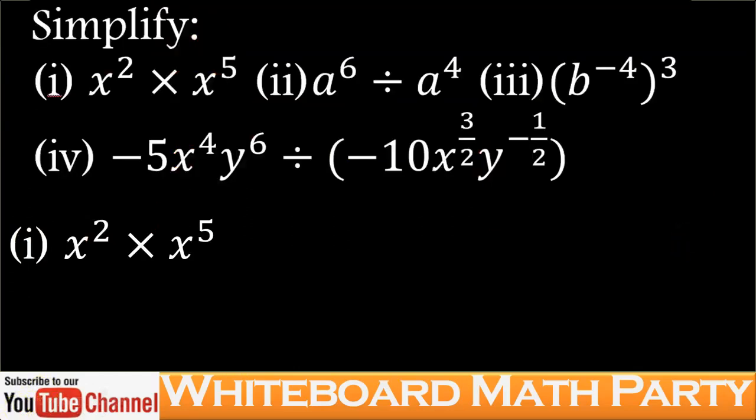Our job this time is to simplify the following expressions. They are all indices. So let's see how far we can apply the rules we've learned earlier to solve these problems we have right here.